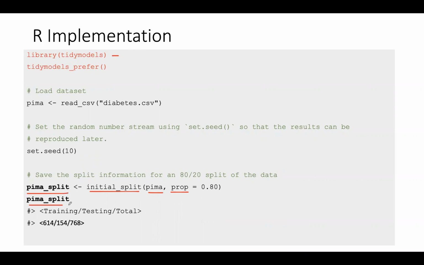So when we print this object now, you can see that we've split our data set into 614 for the training set, and then 154 samples for the test set. And this is the full data set, which contains 768 samples, split into 80 and 20%.